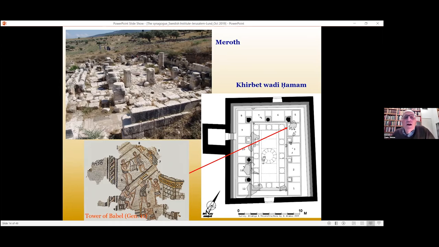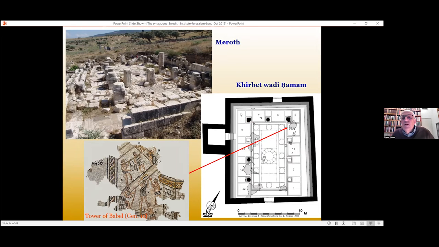But instead of having pavers, the prayer hall was paved with mosaic. A great example is the synagogue from Chorvat Vadi Hamam, where we follow the same pattern. It's a rectangular hall, entrance from the south, and then we have the three rows of columns. Usually at the corner, there are heart-shaped columns.